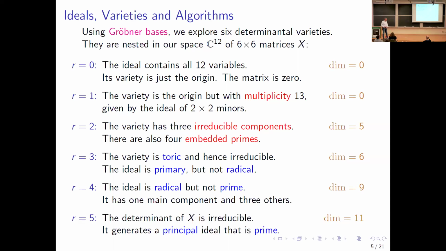And finally, last but not least, if R is 5, there's just one equation. It's the determinant of my 6×6 matrix. It's an irreducible polynomial, so a principal prime ideal, and the variety is a hypersurface, 11 dimensional. So this slide shows that there's a wide range of different behaviors that you can have.